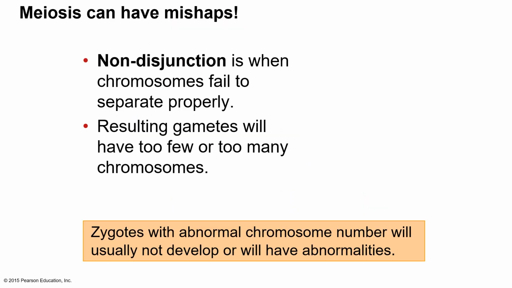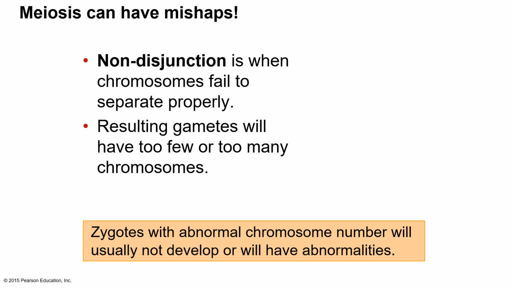Now, sometimes things go wrong, and that is known as non-disjunction. Non-disjunction is basically when your chromosomes do not separate properly, and it has to do with the spindle fibers. Remember how we said the spindle fibers are the ones responsible for pulling your sister chromatids apart? What happens is those spindle fibers end up tearing. And when the spindle fibers tear, the chromosomes might not split properly, and that's known as non-disjunction.